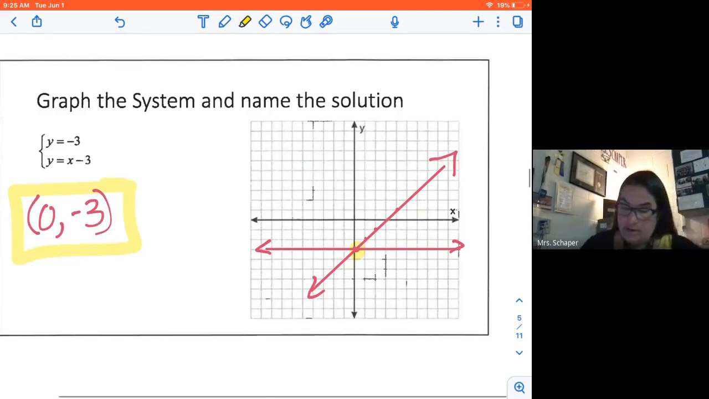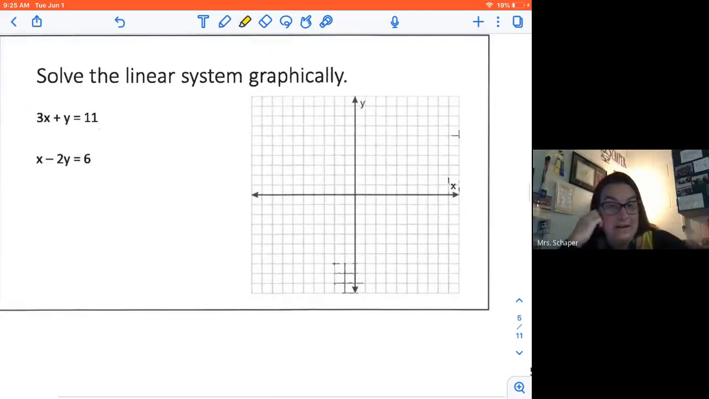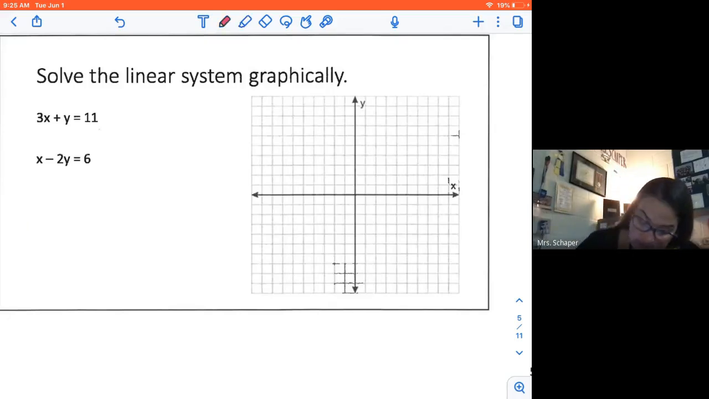Okay. Let's try another one. This first one is written in standard form. You have a couple options. You can graph it using the intercepts. So if x is 0, what is y? If y is 0, what is x?